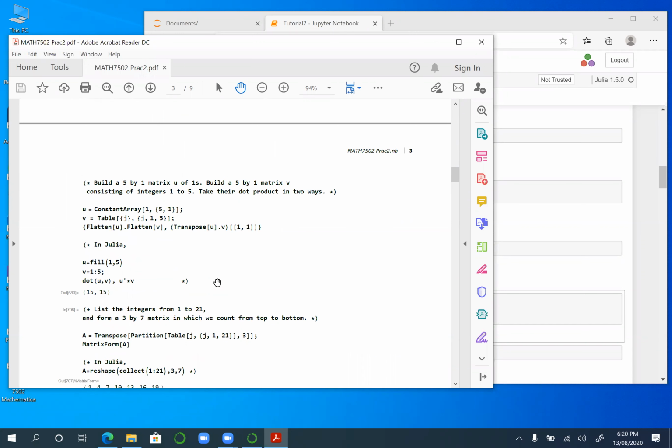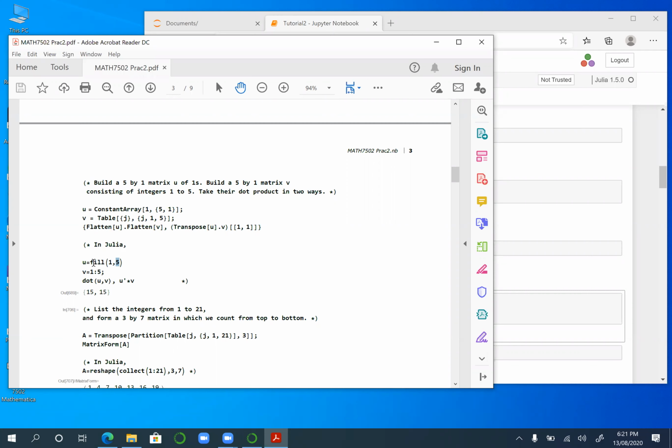Okay, so now that says build a 5x1 matrix U of ones. Okay, and then that's Mathematica code for doing that, ConstantArray, where I say what I want the constant to be, in this case 1, and then I give the dimensions, okay? Now in Julia, the corresponding thing is fill. In other words, I'm filling my vector with ones, so that's the first entry there, and then the second one is 5, to mean that I want 5 of those in a vector. Okay, so that's 5 ones in a vector U.